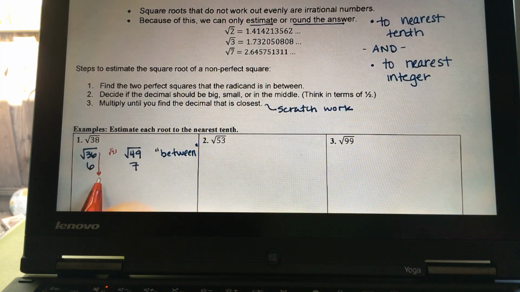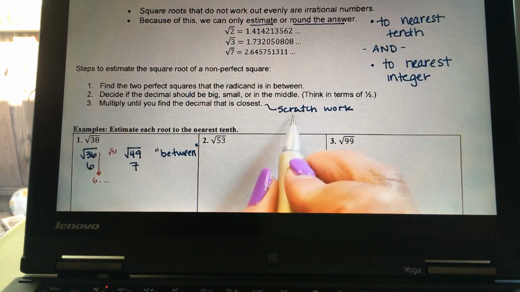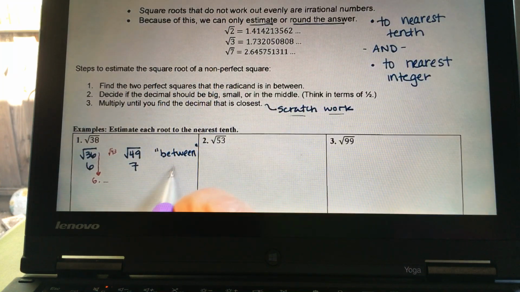So what I'm going to do is I'm going to take a guess. I think that my decimal number should be 6 point something. It's going to be less than 0.5. I'm going to try 6.2. So what I'm going to do is a little bit of scratch work here. Okay, so again, my scratch work, 6.2 times 6.2.